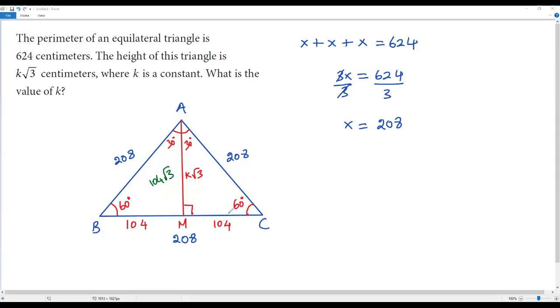We can also check the hypotenuse, though we already know its length. According to the concept of the 30-60-90 special right triangle, to get the hypotenuse we multiply the length of the shortest leg by 2. When I multiply 104 by 2, I'm getting 208, so it matches exactly. Now I got the height of the triangle AM, that is 104 times square root of 3. But the question says the height of the triangle is k times square root of 3. In the place of k, we have 104. So the value of k is 104.